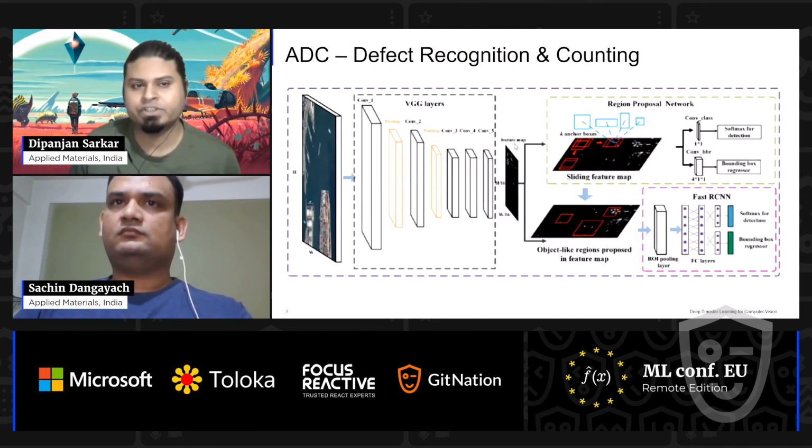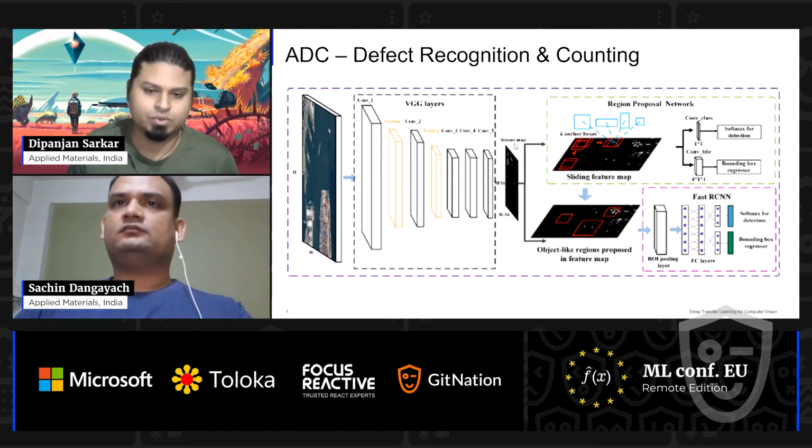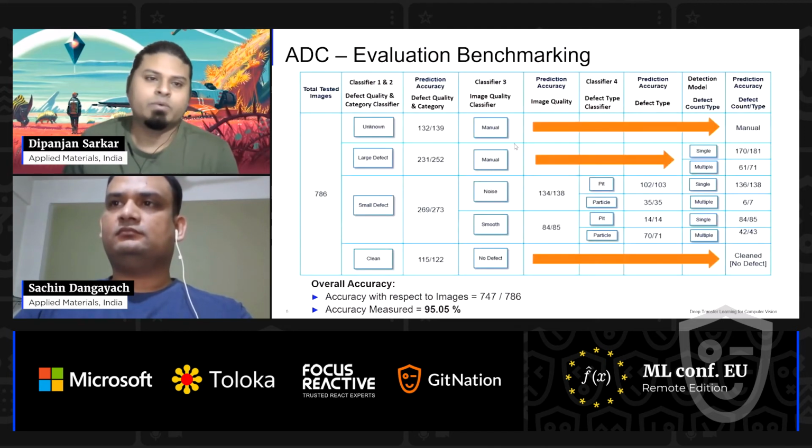We also leverage pre-trained models like ResNet 50 in the backend of an object detection model like Faster RCNN to detect and count the number of defects, because sometimes we have to give the defect count besides the type of defect. With regard to evaluation, as you can see, the performance is 95% on a holistic overview across the 4 types of classifiers, and we also do a per-classifier level evaluation to understand the performance at each level of our hierarchical classification system.